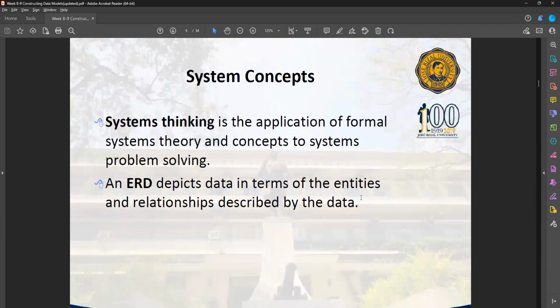All right. Have you heard about system thinking? Or system thinking or system concepts? Okay. Narinig na po pero hindi pa ganun ka... All right, explain. System thinking, no? Okay. So system concept, systems thinking, according to this definition, this is the application of formal systems theory and concepts to systems problem solving. So the ERD depicts data in terms of entities and relationships described by the data.